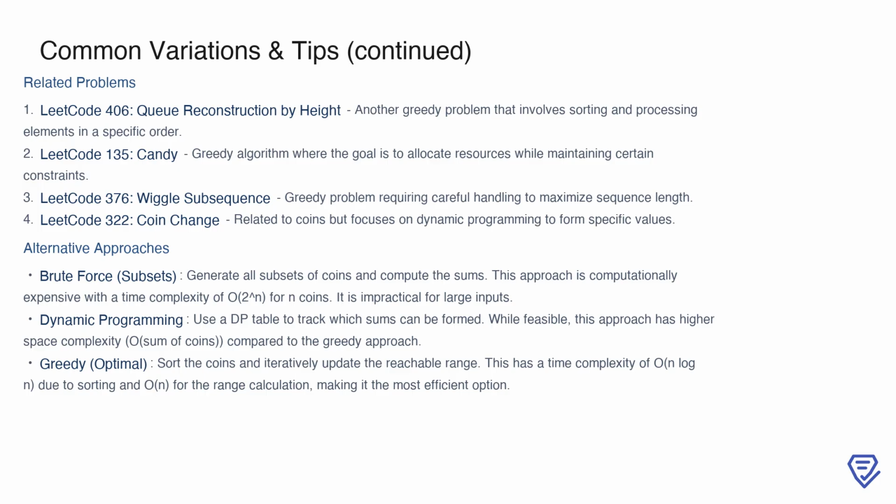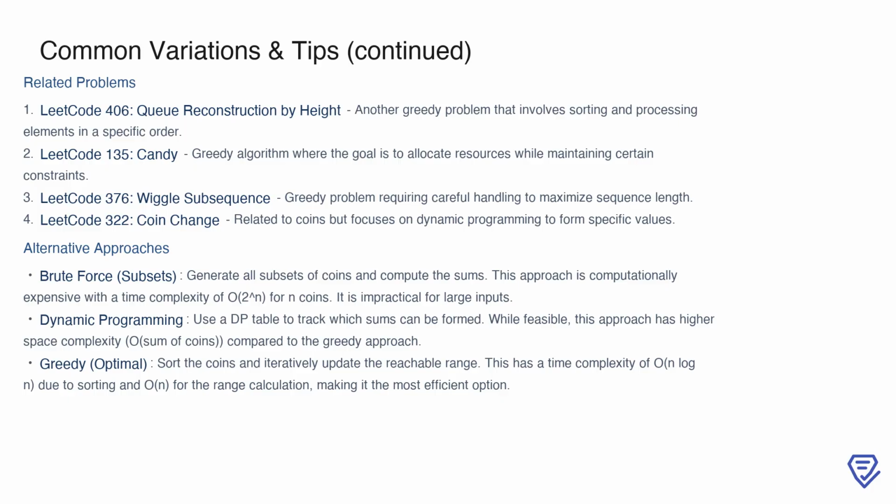This problem also shares similarities with other greedy algorithm problems, so understanding those can deepen your grasp of the underlying concepts. For example, LeetCode 406, Queue Reconstruction by Height, involves sorting and processing elements in a specific order, much like this problem. LeetCode 135, Candy, is another greedy algorithm where the goal is to allocate resources while maintaining constraints. Similarly, LeetCode 376, Wiggle Subsequence, requires you to carefully handle elements to maximize sequence length. Lastly, LeetCode 322, Coin Change, focuses on forming specific values with coins, though it uses dynamic programming instead of a greedy approach.